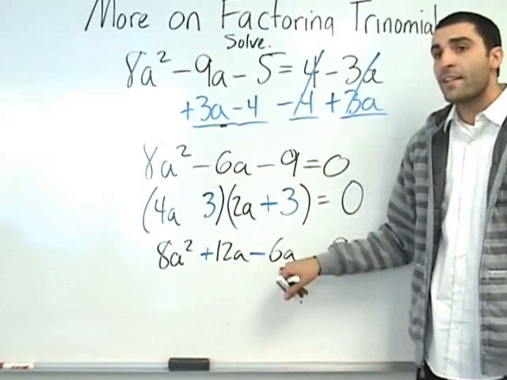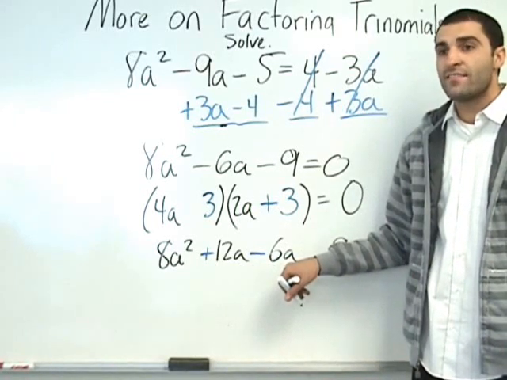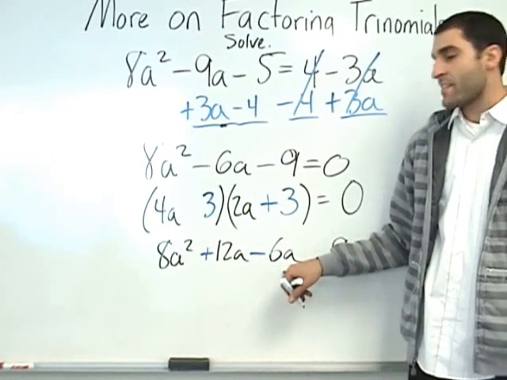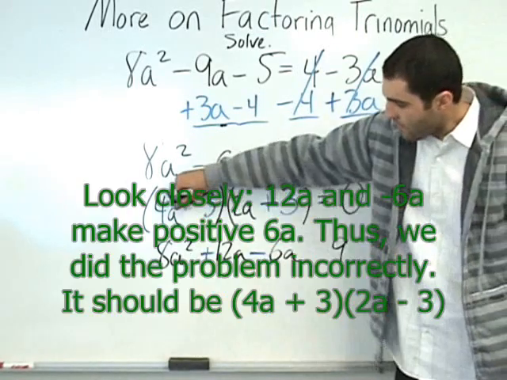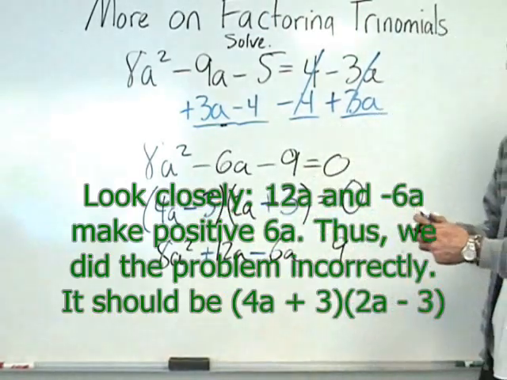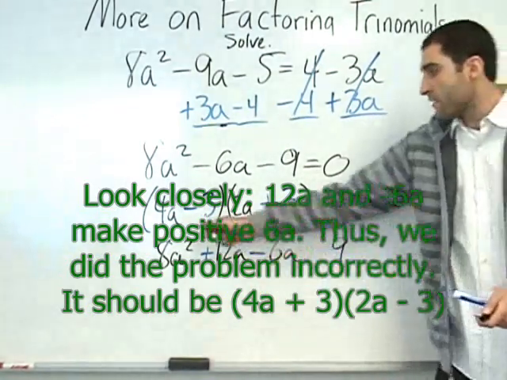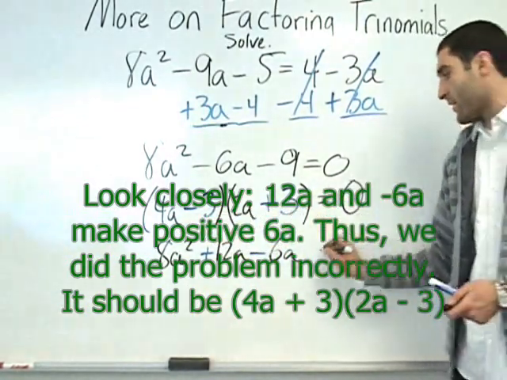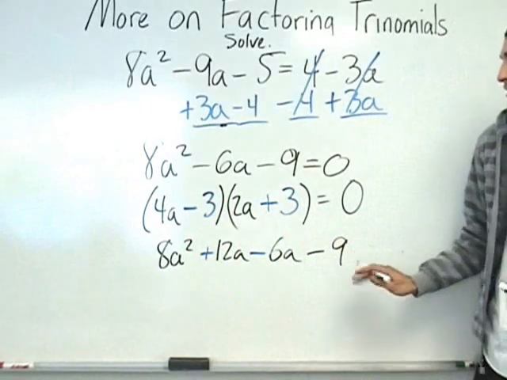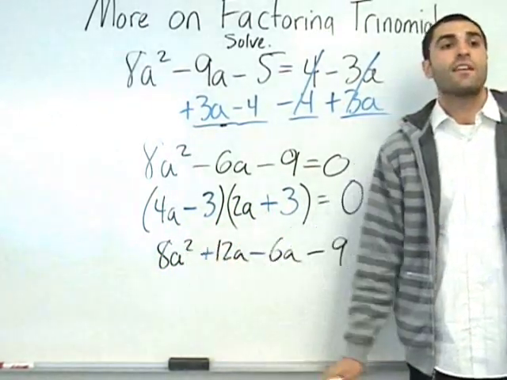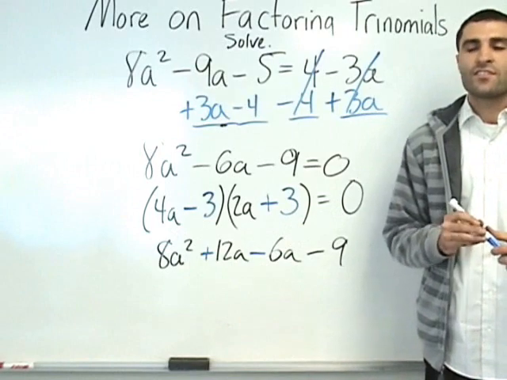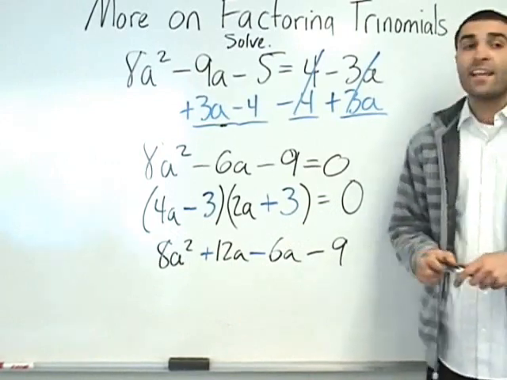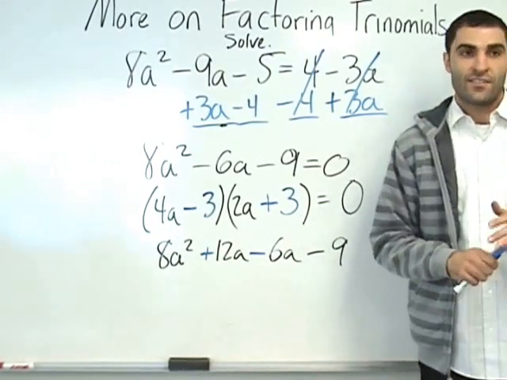All right, so how do we make negative 6a? You put the negative in front of the other 3. Cool. And now negative 3 times positive 3 is negative 9. Good. So this is our check and it works. Question? Would it have worked if we did 8a and a? No. There's only one answer.